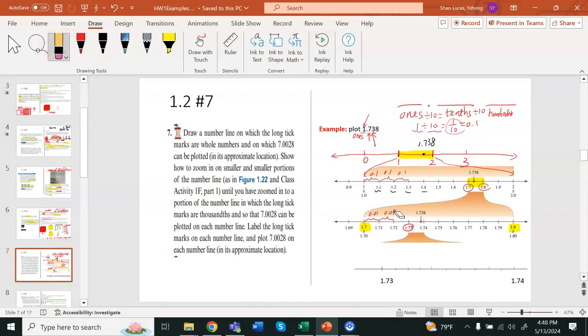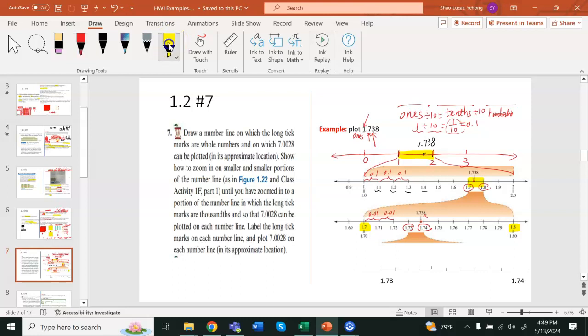But because we have one more digit, which is the 8, we need to move it a little bit closer. It's going to be between 1.73 and 1.74, but I'm going to move it a little closer to 1.74, because 8 is more than half, and the middle is right here. Now again, we cannot find the exact location for 1.738, because 8 means 8 thousandths, and those tick marks can only represent the hundredths.